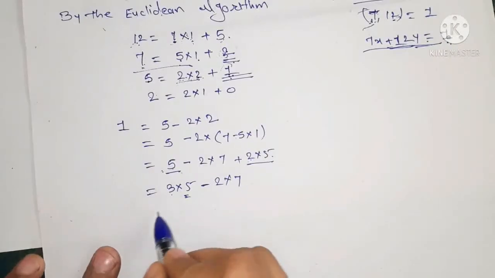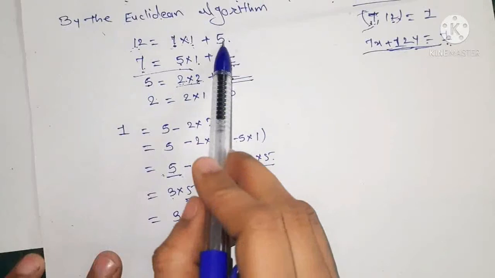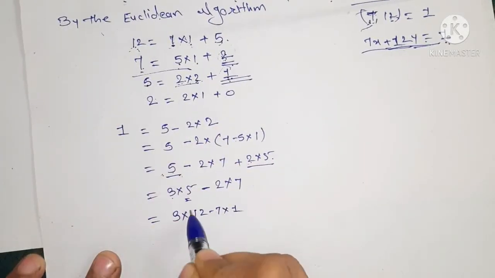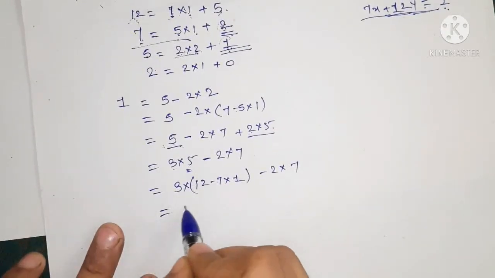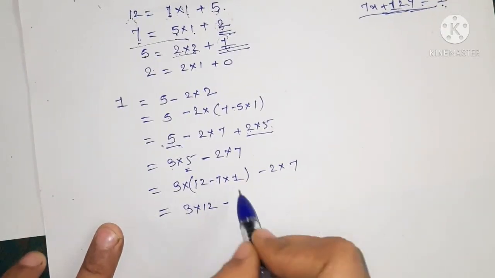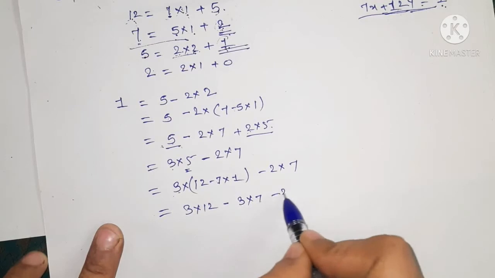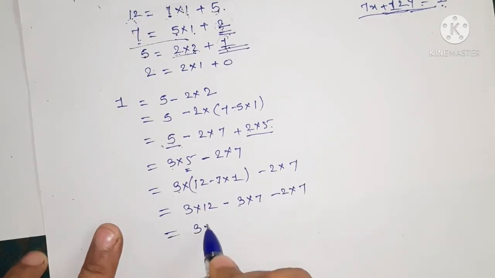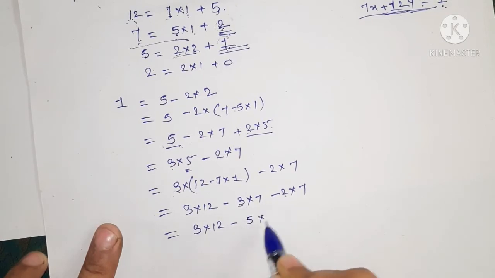Okay, so we write 3 multiplied by 5. 5 is, from this equation, 12 minus 7 into 1, minus 2 into 7. Okay, so it is written as 3 into 12 minus 3 into 7, because 7 into 1 is 7. So 3 into 7 we write, minus 2 into 7. So adding these we get 3 into 12, minus 3 minus 2 is minus 5, into 7.